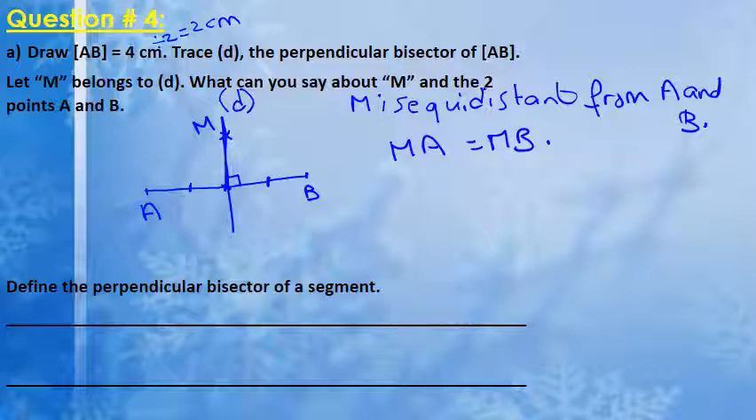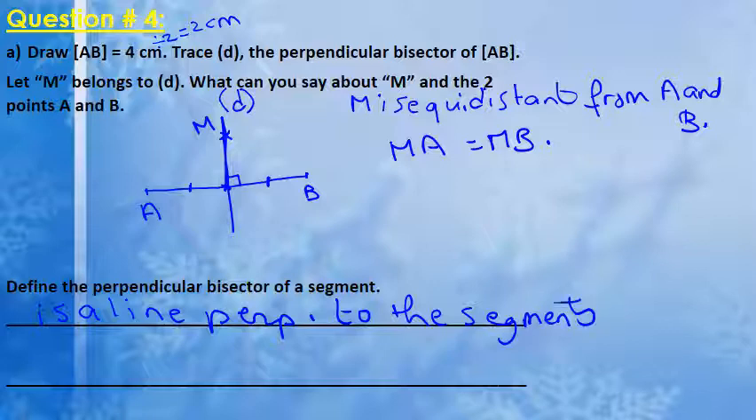Now we should define the perpendicular bisector of a segment. It is a line perpendicular to the segment at its midpoint. At its midpoint. The definition of the perpendicular bisector is very important.